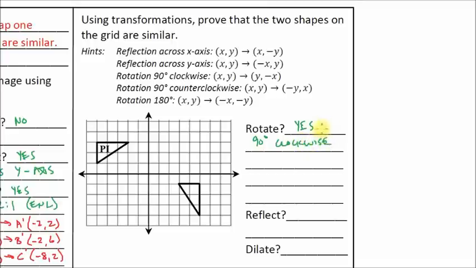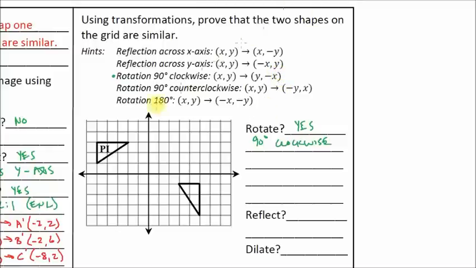Same direction as the hands of a clock. 90 degrees clockwise. Now, again, when you rotate, you're going to want to use transformation notation so you don't guess at the wrong point. And I'll give you these hints as you work through these. We're going to rotate 90 degrees. That means our transformation notation is (x, y) becomes (y, negative x).